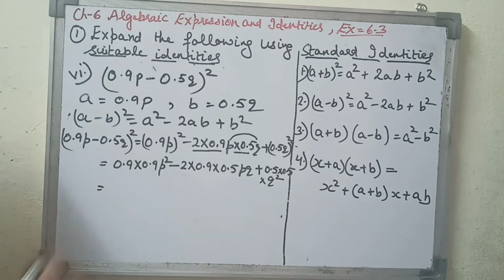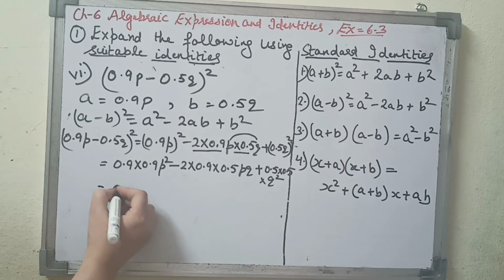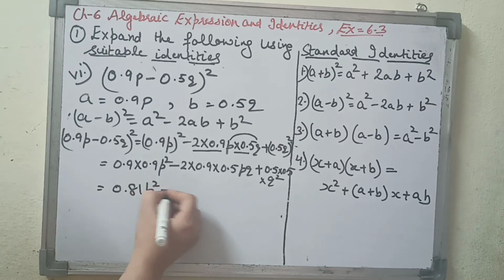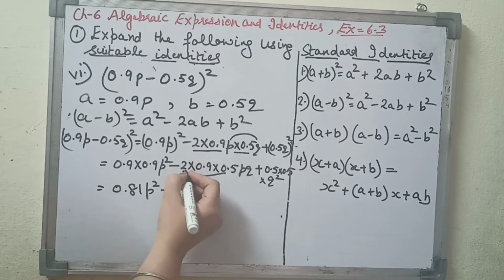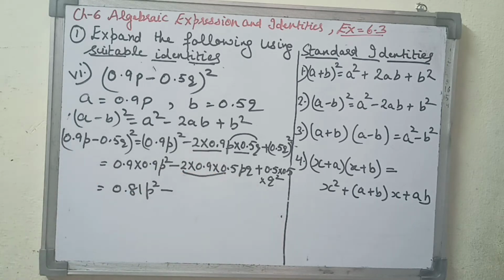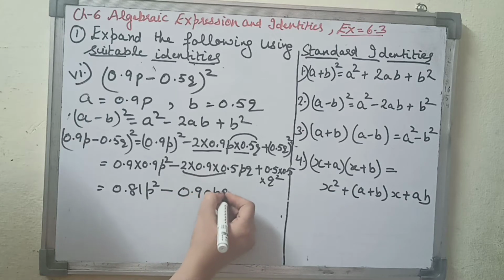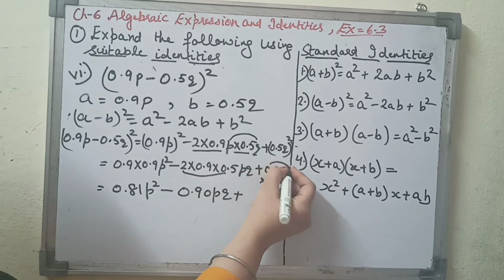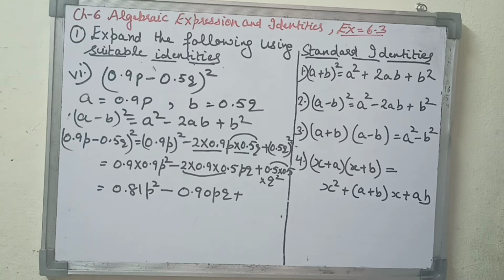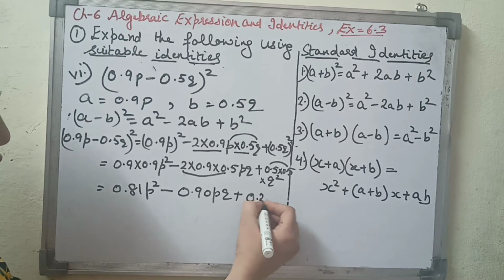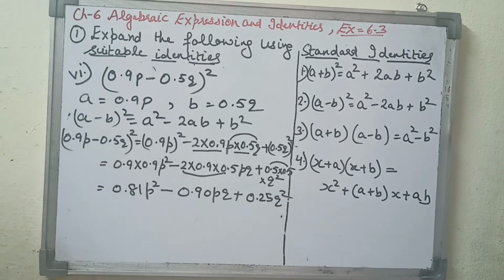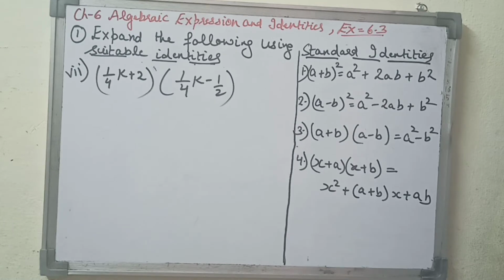Now multiply 0.9 into 0.9, we will get 0.81 p square. Multiply these three terms, 2, 0.9 and 0.5 with each other, we will get here 0.90 pq. And when we multiply 0.5 with 0.5, you will get 0.25 q square. And so this is the answer of the sixth part.